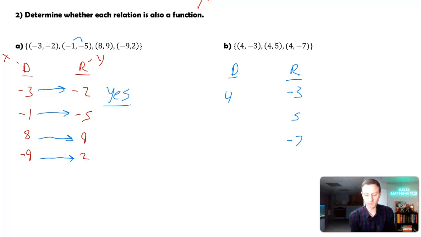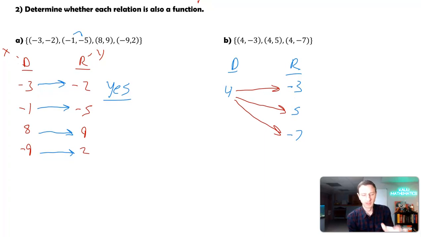So let's map. The first ordered pair is 4, -3. Next ordered pair, 4, 5. Next ordered pair, 4, -7. So what are you noticing here? This x value of 4 is going to 3 different y values. That is not a function. That's a no. We cannot have an x value going to more than one y value. So 4 is going to -3, 4 is going to 5, 4 is going to -7. So it's going to more than one y value, so therefore it's a no.